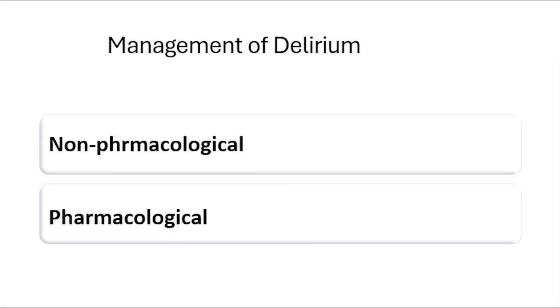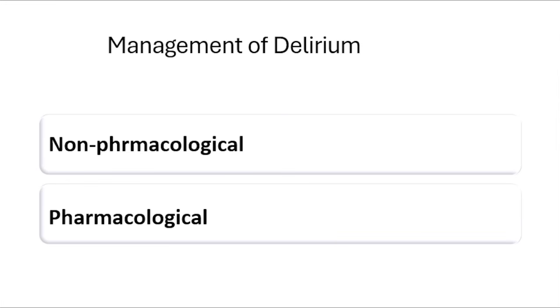Right. So when it comes to the management, there are two things: non-pharmacological and pharmacological management. If you look carefully at the evidence, the methodological rigor of the studies, the meta-analyses and systematic analyses, you have effective evidence only for non-pharmacological management. Right? So non-pharmacological management is the one we have evidence for, which is something really important.